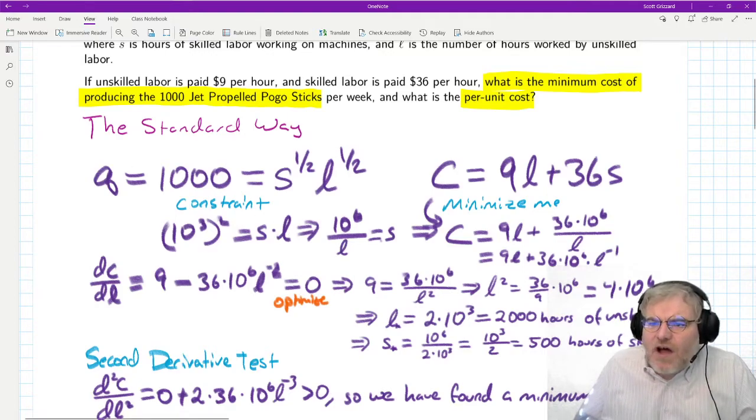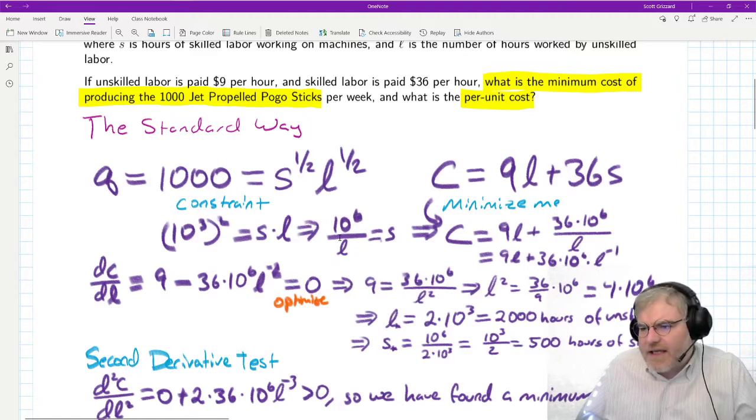And then I'm going to solve for s over here. I solve for one of the variables, and I get that s equals 10 to the 6th over L. I could write out 6 zeros, I just don't feel like it. Which means that the cost equals, when I substitute this equation in for that 36s, I wind up with 9L plus 36 times 10 to the 6th over L.